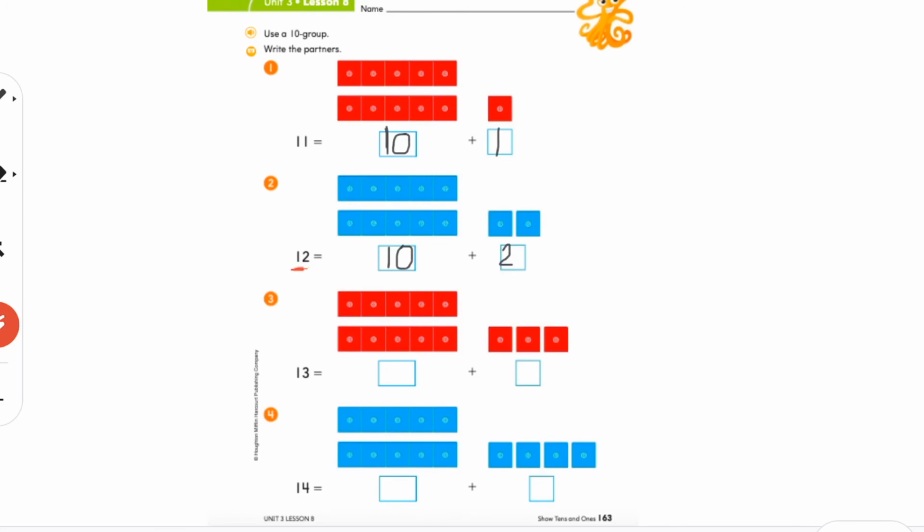Let's look at this number. This is the number 12. So here we see a 12. Now is 10 plus 2, is that the number 12 also? It is, so they are equal. Check. I want you to do the next 2.